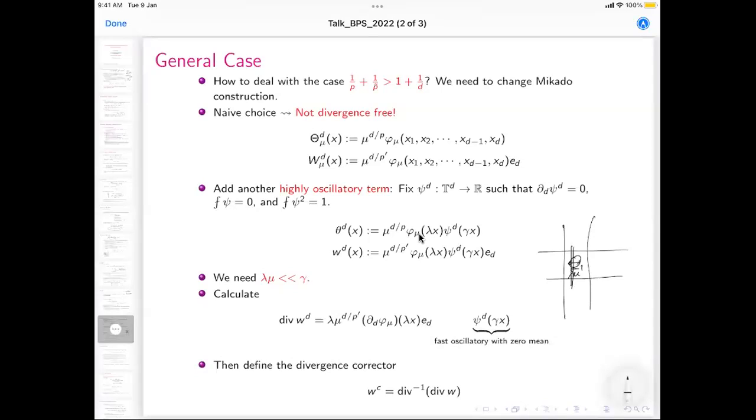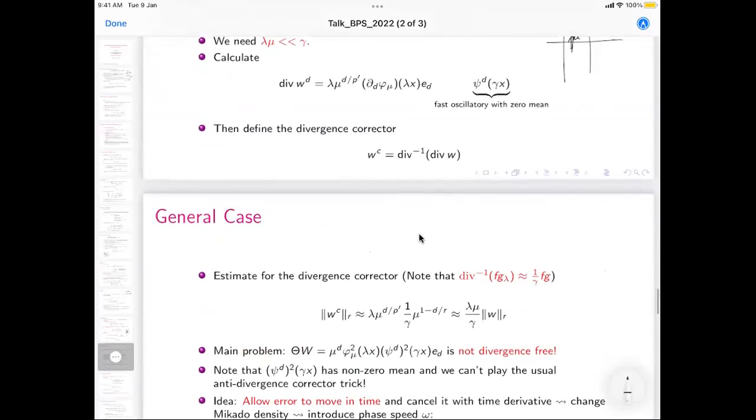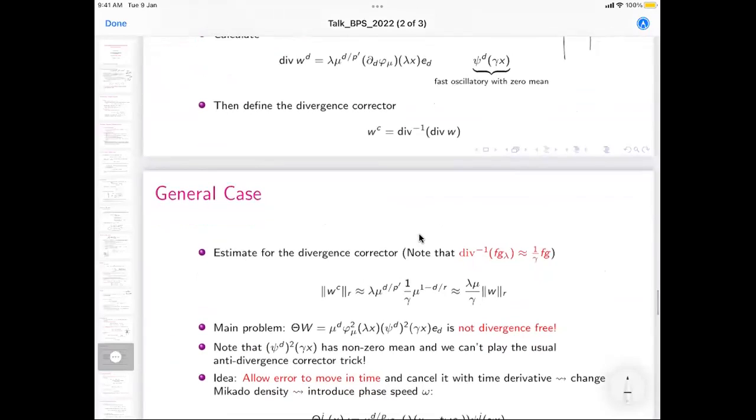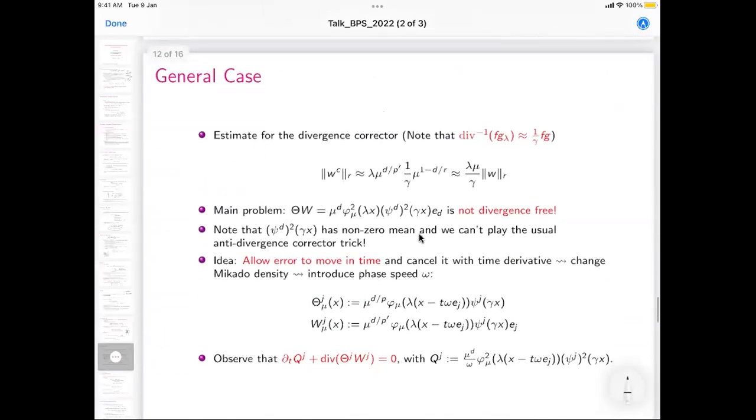Okay, so now with this trick you can actually check. It's not difficult to check that the corrector, whatever I wrote here, this WC, that would be small. So since time is running, I will not go into the details, but once you make sure gamma is pretty fast, then you get it.